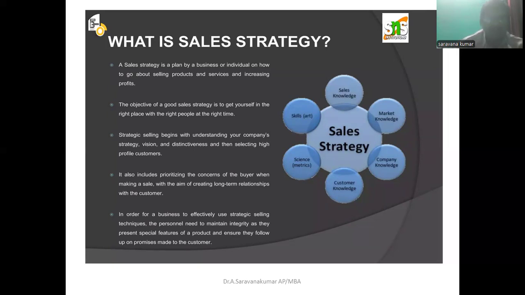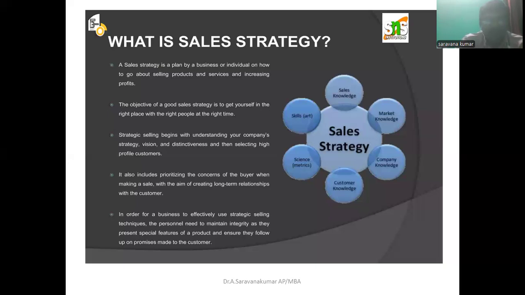A sales strategy is a plan by a business or individual on how to go about selling products and services and increasing profit. The objective of a good sales strategy is to get yourself in the right place with the right people at the right time. Strategic selling begins with understanding your company strategy, vision, and distinctiveness, and then selecting high-profile customers.